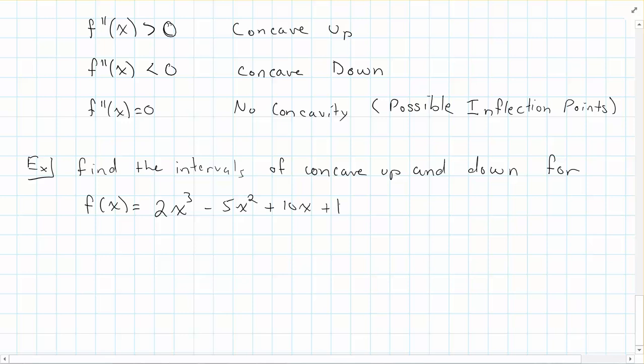Okay, so find the intervals of concave up and down for f of x equals 2x cubed minus 5x squared plus 10x plus 1. Now what you're going to see here is that this is almost identical to the problem that we did with increasing and decreasing. The difference is instead of using the first derivative, we're going to be using the second derivative. So let's go ahead and look at that.